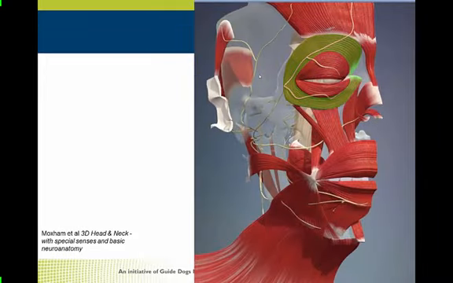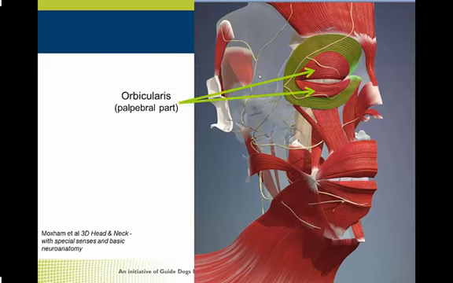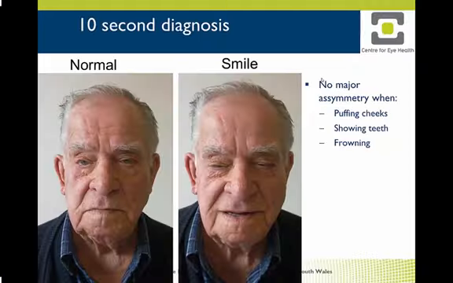So let's have a look at the orbicularis muscles. There are two major components relevant to the palpebral fissure. The orbital part is the one involved in forced eyelid closure, and the palpebral part, which is the more inner part, is our normal blinking. When we normally blink, it's the palpebral part that is closing our eye.